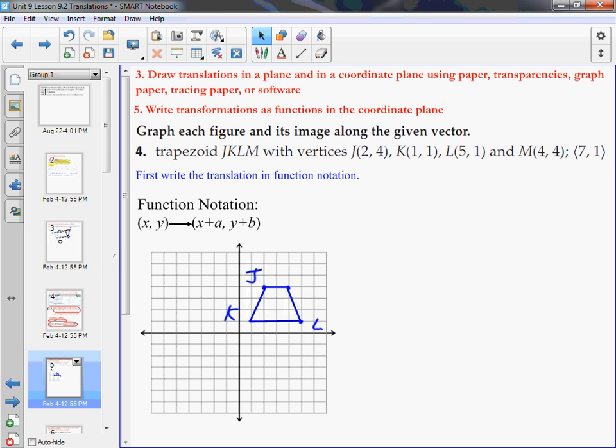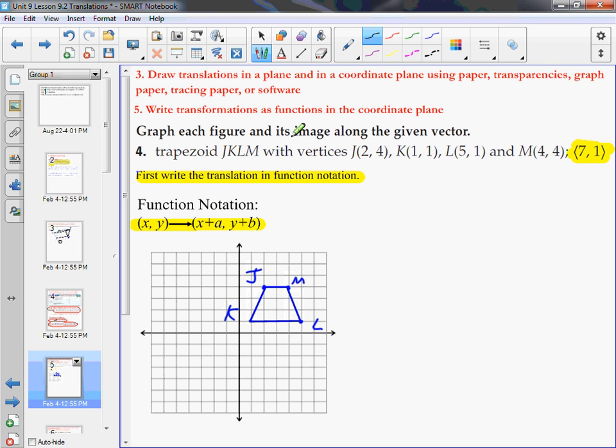Oops, I forgot to label M, didn't I? Okay, now we're going to translate it. The translation vector they give us is 7, 1. Now, the first thing we do, because we got to follow our standard, okay? Our standard is to be able to write this translation in function notation. So we need to write the translation using this, okay?